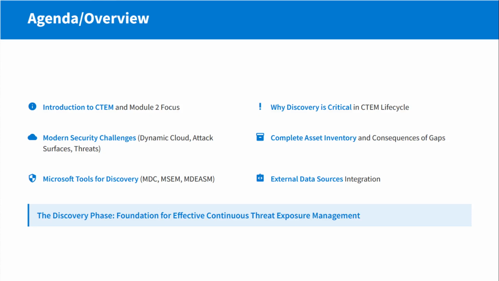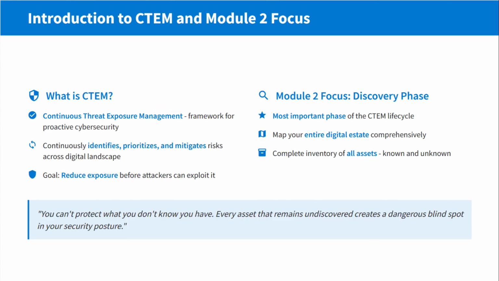Today, in Module 2, we're jumping into what's arguably the most important phase of the CTEM lifecycle. That is the discovery phase. Before anything, the very first task is to map your entire digital estate comprehensively, making sure you have a complete inventory of all your assets, both the ones you know about and the ones that might be hiding.